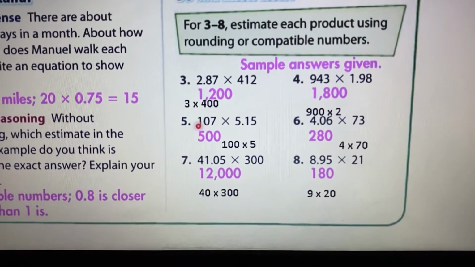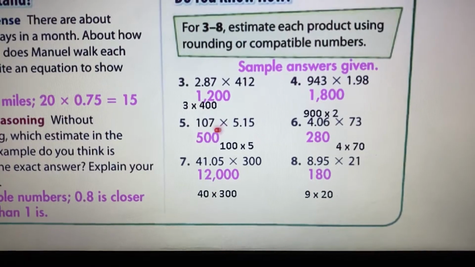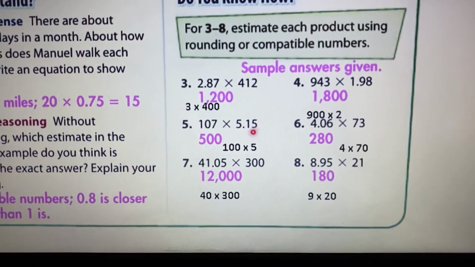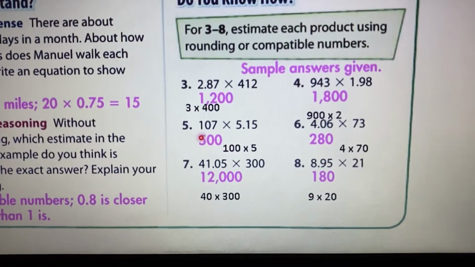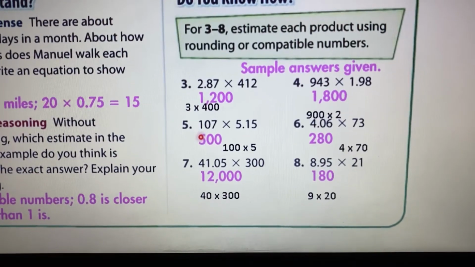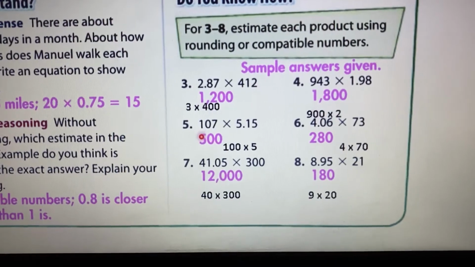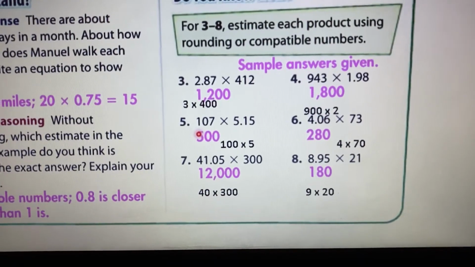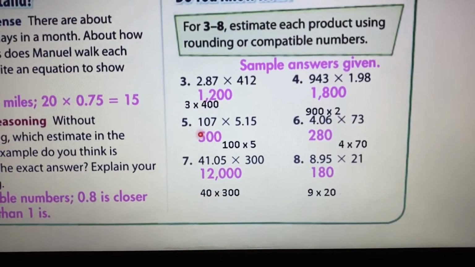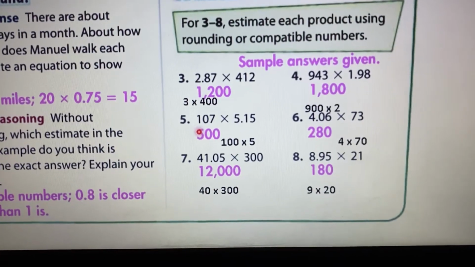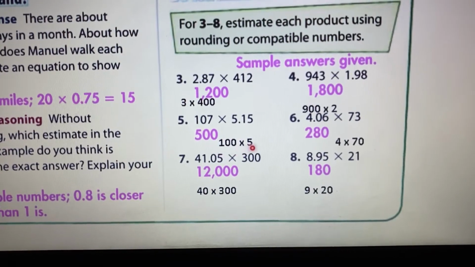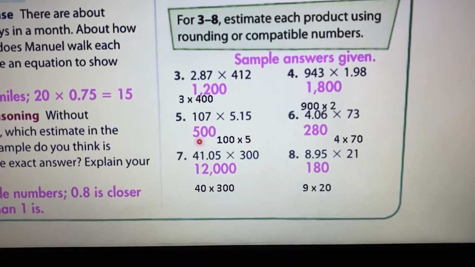Question number 5, 107 times 5.15. So 107 is between 100 and 200, but it's closer to 100. 5.15 is between 5 and 6. But since I have 15, it is closer to 5. So I will multiply 100 times 5, and the answer is 500.